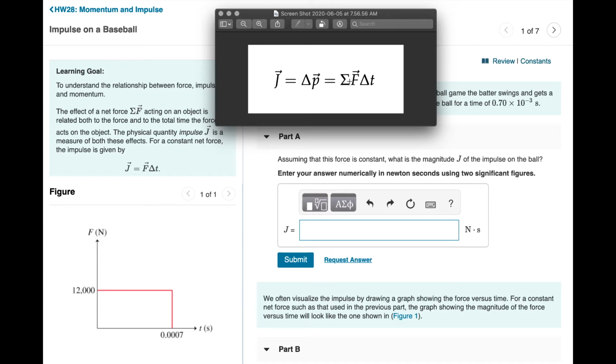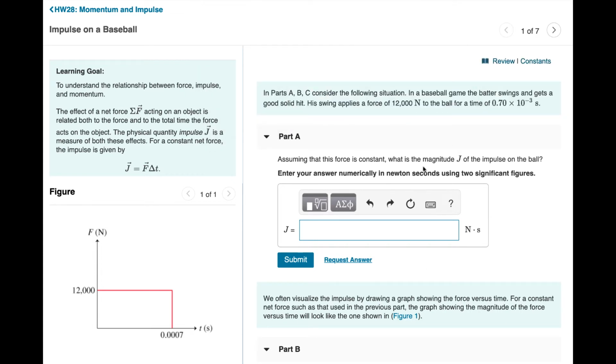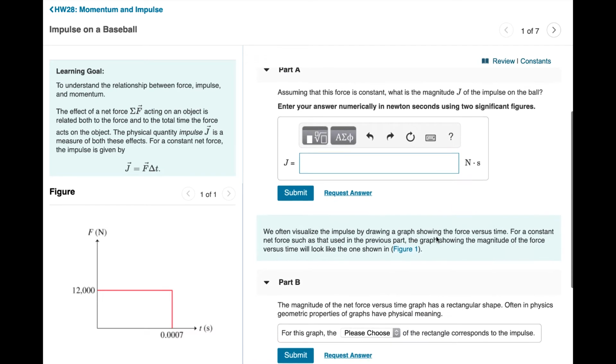So in this case, there's only one force acting on the ball. It's the force that the bat exerts on the ball. And delta T is the time. Both of those are given. So for part A, all I need to do is take my 12,000 newtons and multiply by my 0.7 times 10 to the minus 3 seconds to get the impulse delivered to the ball.